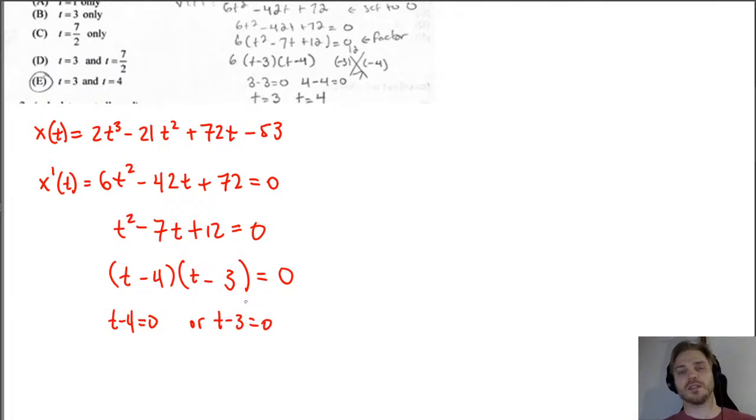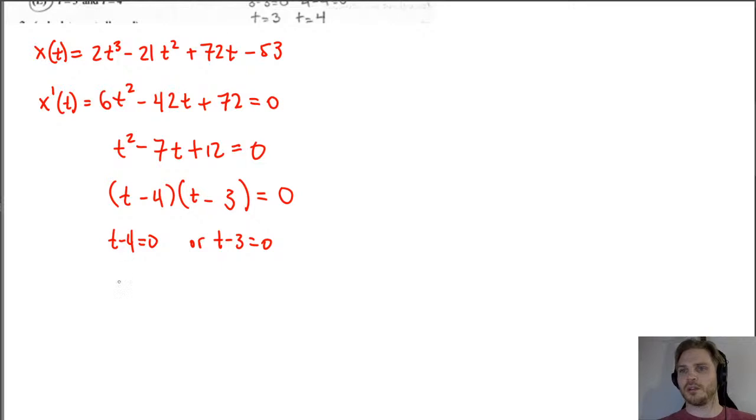That is the zero product principle. If you multiply two numbers together, which are this one and this one, if you multiply two numbers together to equal 0, one or both of them has to be equal to 0. Okay, and then we solve these.